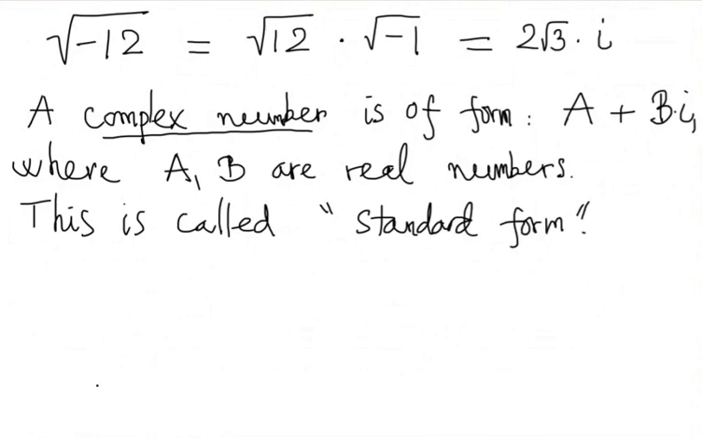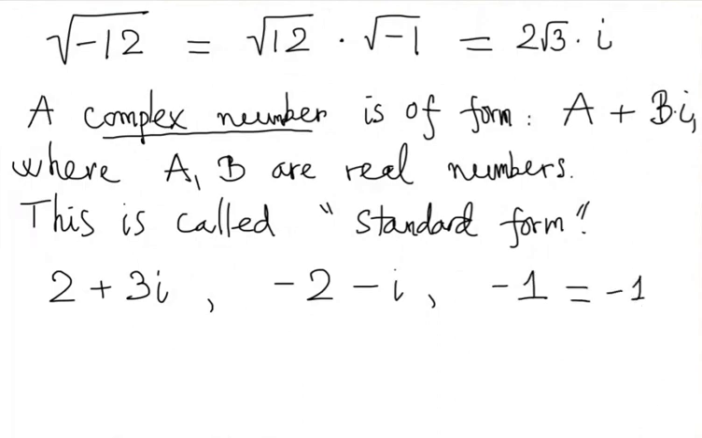So for example, 2 plus 3i is a complex number, or negative 2 minus i is also another complex number, or minus 1 is a complex number as well, because minus 1 may be written as minus 1 plus 0i.